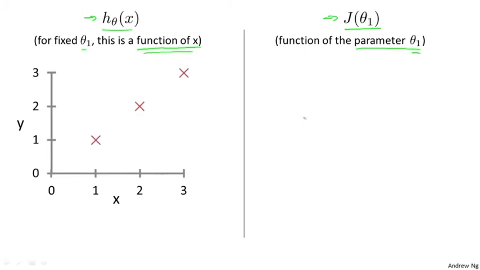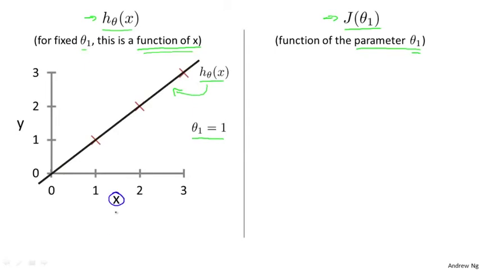Let's start with the hypothesis. On the left, let's say here's my training set with 3 points at (1, 1), (2, 2), and (3, 3). Let's pick a value of theta 1. So I'm going to set theta 1 equals 1, and if that's my choice for theta 1, then my hypothesis is going to look like this straight line over here. And I want to point out, when I'm plotting my hypothesis function, my x-axis, my horizontal axis, is labeled x, the size of the house over here.